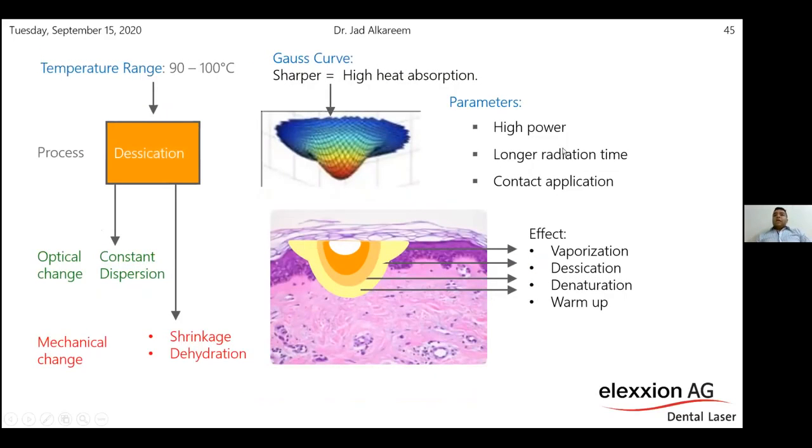Then in this slide, we have increased the power. We have increased the radiation or the application time, and we had a contact application. So the laser beam was in contact with the tissue. In this slide, you can see that we have a high vaporization, desiccation, and denaturation of the protein. You will have an immediate shrinkage of the soft tissue, and once the laser touches the soft tissue, it will cut immediately because we have a very high power and also we have a longer application time.